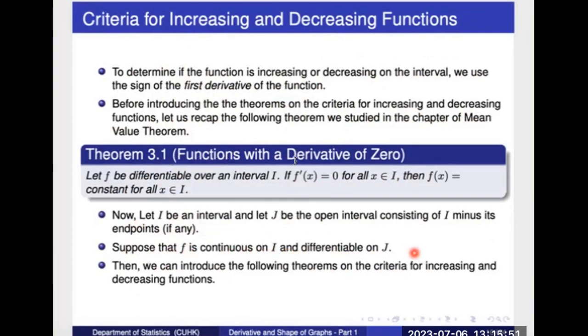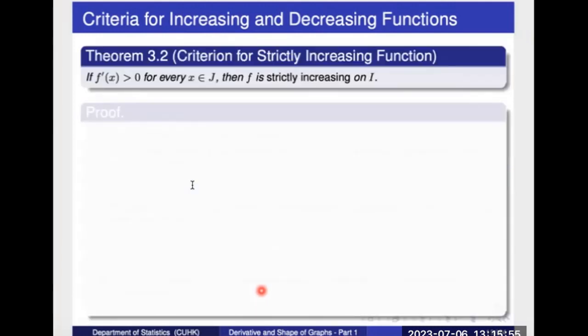Given this context, we can take a deep dive into the following theorems, which provide us with criteria for increasing and decreasing functions. I present to you the theorem displayed on the screen. If the derivative f prime of x is greater than 0 for every x in the interval j, then it implies that f is strictly increasing on the interval I.